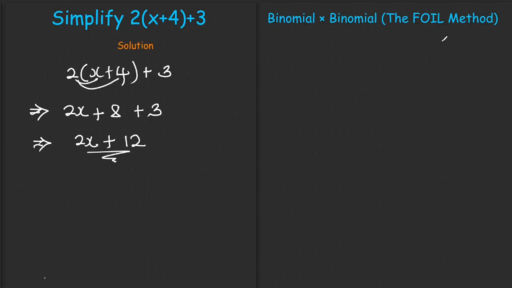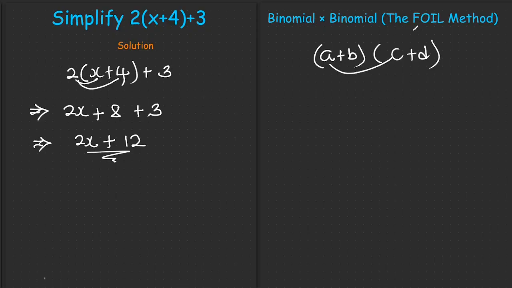So talking of the binomial method, if you have, let's say, A plus B, and you are multiplying it by C plus D, this needs us to use the FOIL method. Now, FOIL is just an acronym. The F simply means multiply the first terms in each bracket. So we are going to multiply A by C.